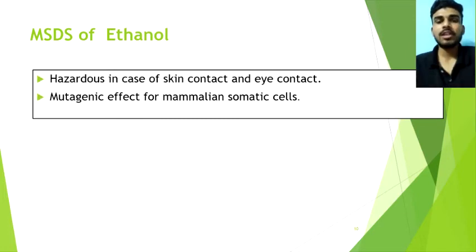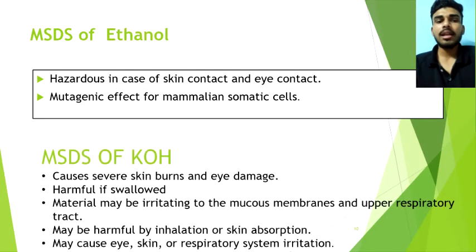Potassium hydroxide causes severe skin burns and eye damage. It is harmful when swallowed. Potassium hydroxide may be irritating to the mucous membrane or the upper respiratory tract. It may be harmful by inhalation or skin absorption and it may cause eye, skin or respiratory system irritation.